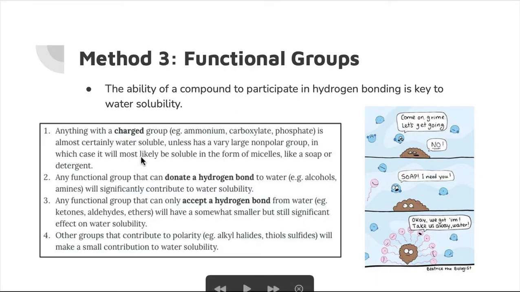And it's listed in order of importance or order of effectiveness if you want to take it that way. So the first one is anything with a charged group is almost certainly water soluble unless it has a very large nonpolar group, in which case it will most likely be in the form of micelles like a soap or detergent. So that basically just means if there's a charged group in your compound, like a positive charge or a negative charge, then it's going to be soluble in water, unless it also has a really big non-polar group, so let's just say a really big hydrocarbon chain.